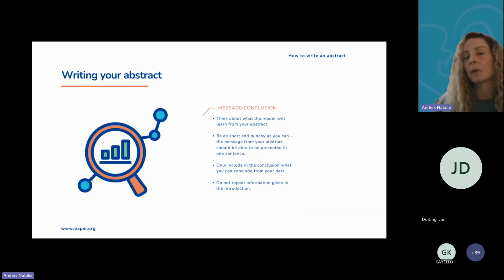So thinking about what the reader will learn from your abstract, be short and punchy. The message from your abstract should be able to be presented in one sentence, and only include in the conclusion what you can conclude from your data, and do not repeat information given in the introduction. So like I said, you've got limited words to play with, so just make sure that you're not repeating yourself throughout it, and you're summing up what you've learned.